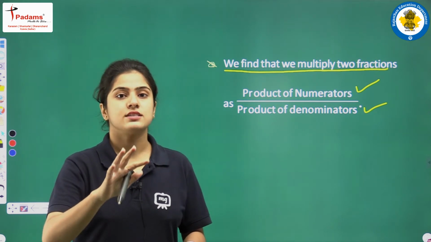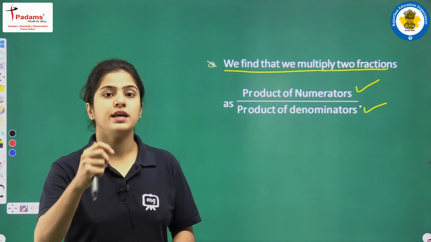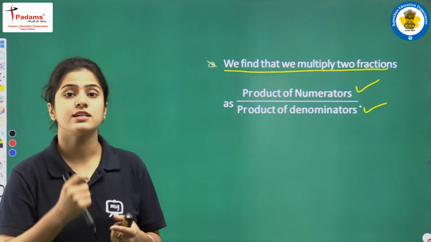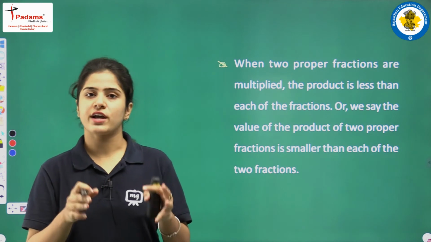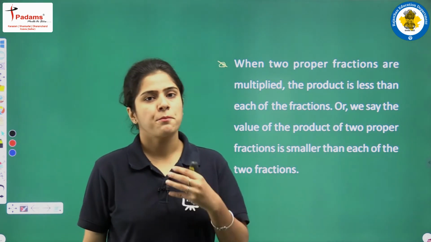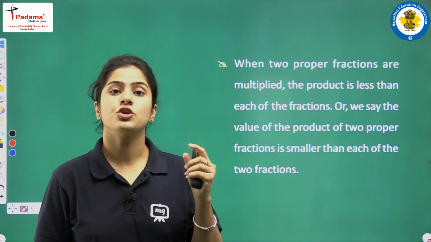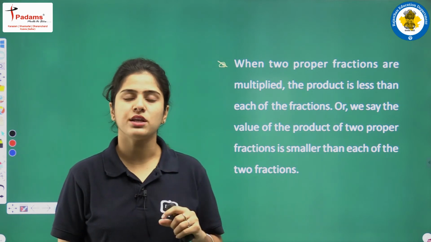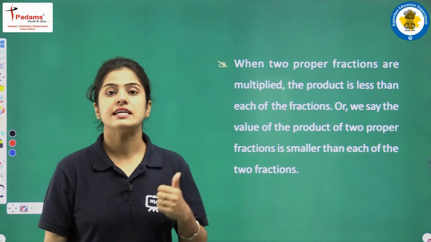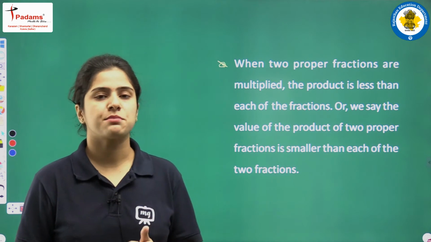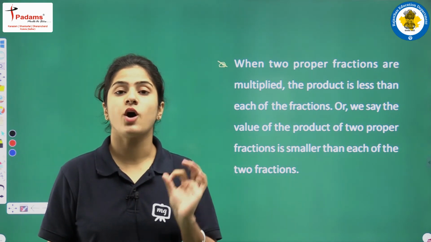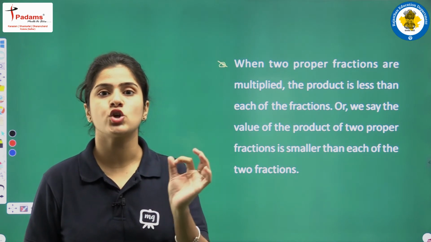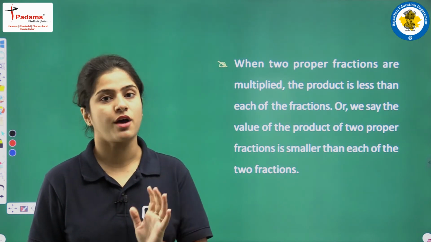Now we'll study 2 to 3 points about these fractions. Students, if the two fractions are proper fractions, by that we mean the numerator is smaller than the denominator. So in this part, whenever you are multiplying any two proper fractions together, their product is always less than each of the fractions.